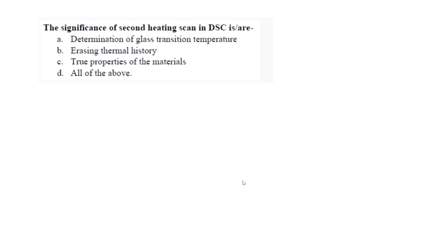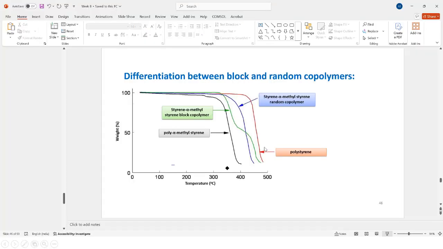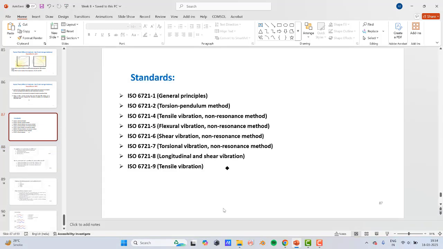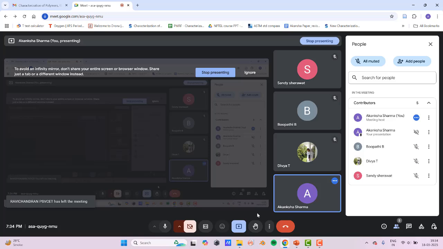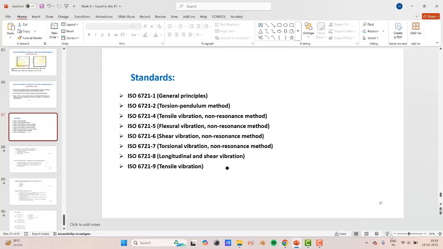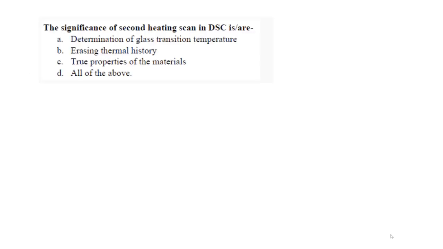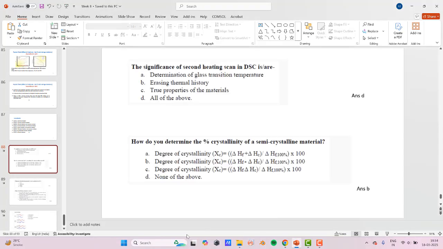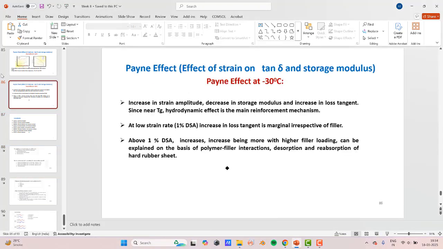Hello? Anyone is listening? Hello? Can anyone tell me what should be the right answer for this question? Why do we do the second heating scan in the DSC? Okay, I'll go back to that slide if it is not clear.